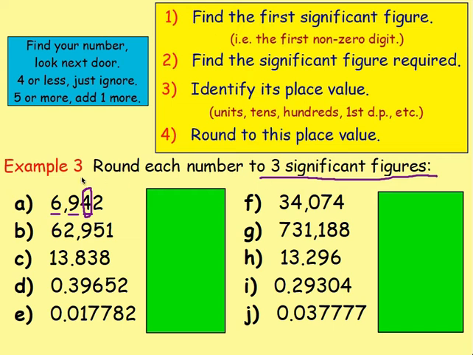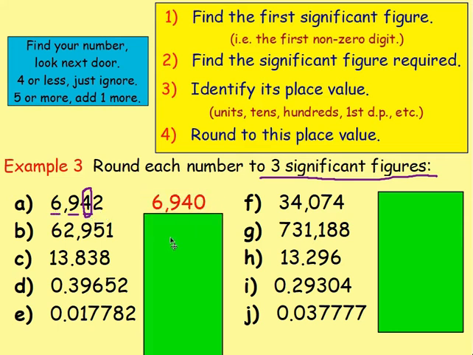Identify the place value. So the place value of the 4, well, that's the units, that's the tens, that's the hundreds, that's the thousands. We know that is 6,942. That's the tens. So we round this number to the nearest 10. So find your number. Look next door. It's 4 or less. We just ignore. So instead of on the end having 42, we would ignore the 2 and we would just have 40. So the answer is 6,940. Or you could just think 42 is closer to 40, so in the end you will just have 40.